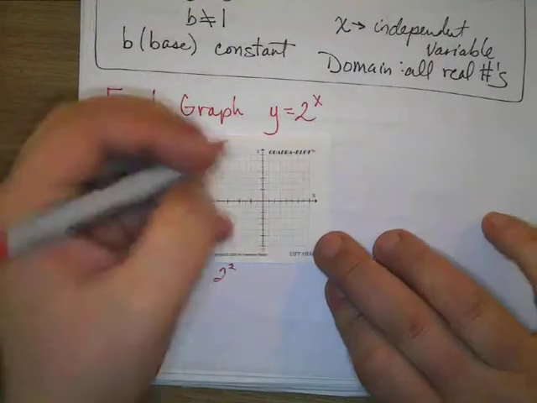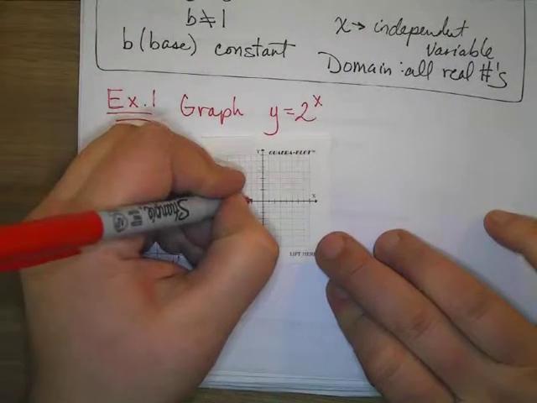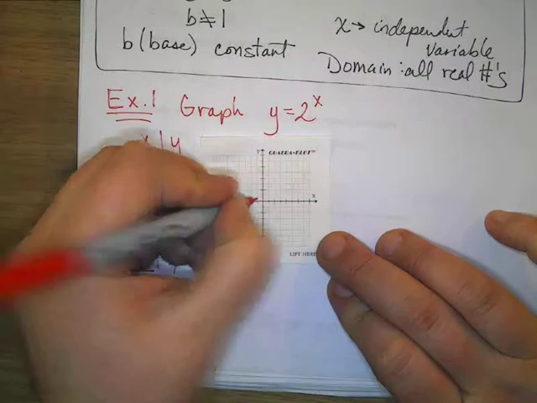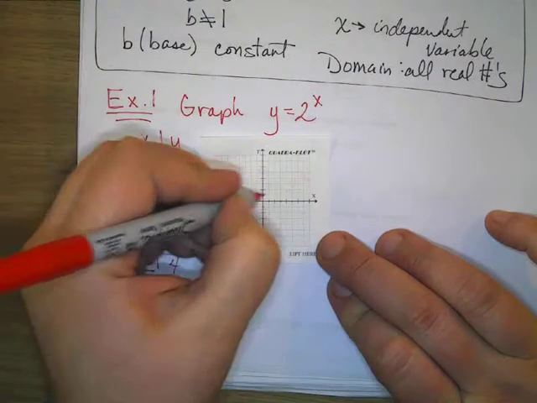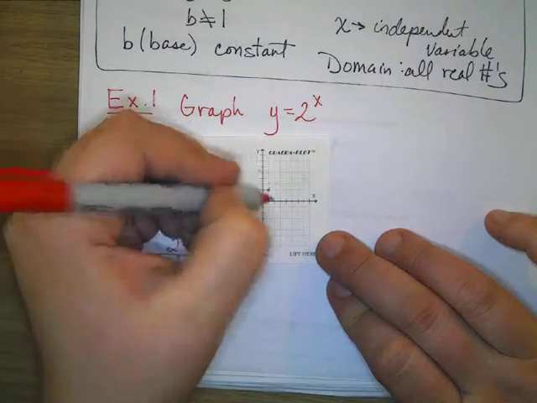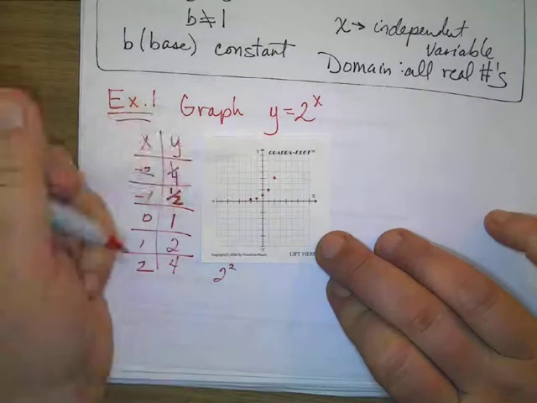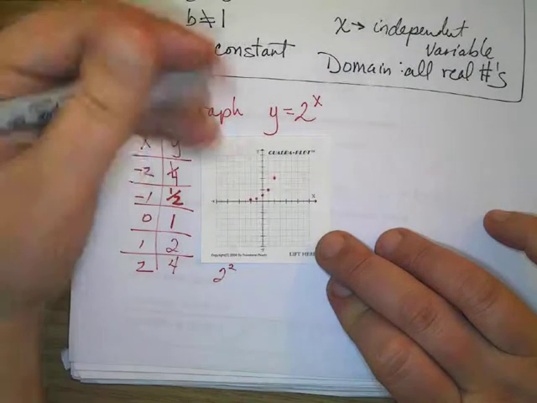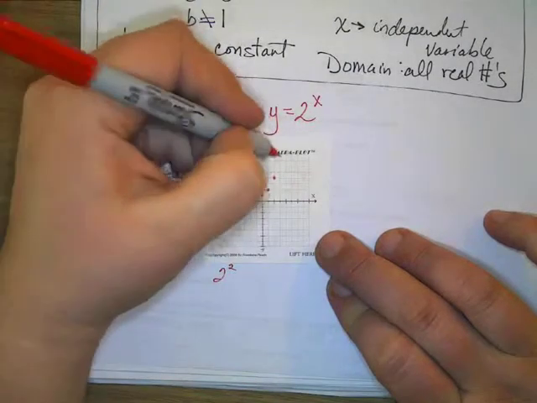So -2 1/4 is like right here. Teeny tiny. -1 1/2 is like right there. There it is. 0 and 1. 1 and 2. 2 all the way up to 4. So what would happen if we picked 3? 2 to the third is 8. It's like way the heck up here, right?